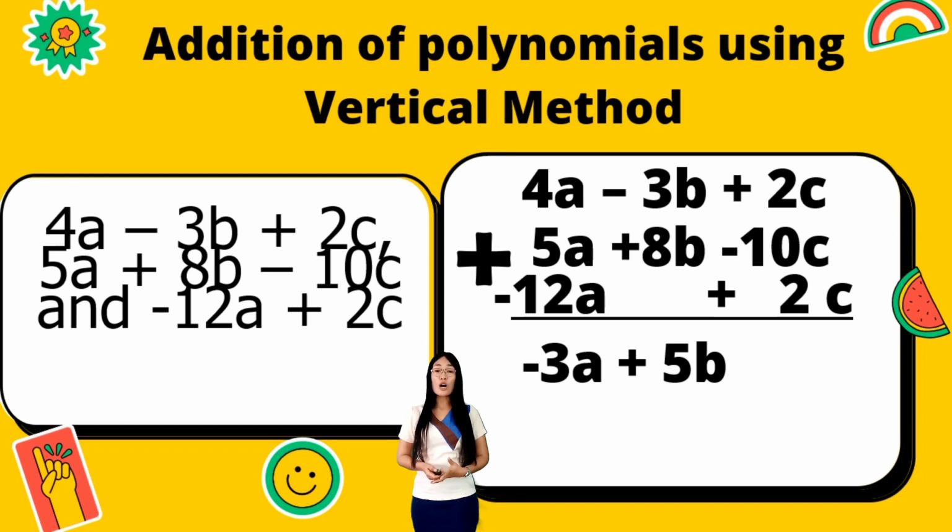The next column is negative 3b plus 8b. The answer is 5b. And the last one, we have 2c plus negative 10c plus 2c. The answer is negative 6c.